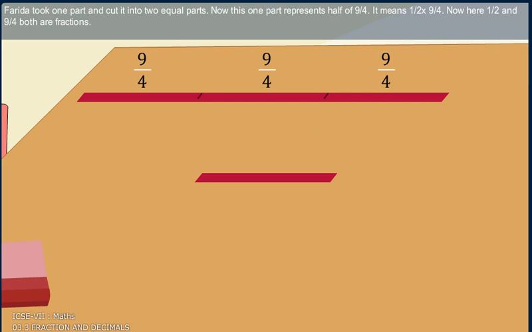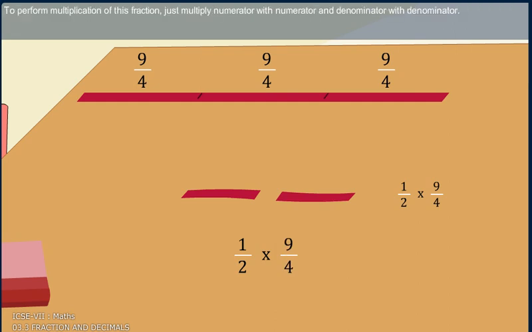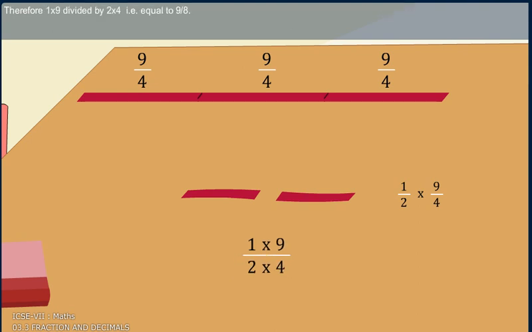Farida took one part and cut it into 2 equal parts. Now this one part represents half of 9 by 4. It means 1 by 2 multiplied by 9 by 4. Now here, 1 by 2 and 9 by 4 both are fractions. To perform multiplication of these fractions, just multiply numerator with numerator and denominator with denominator. Therefore, 1 multiplied by 9 divided by 2 multiplied by 4. That is 9 by 8.